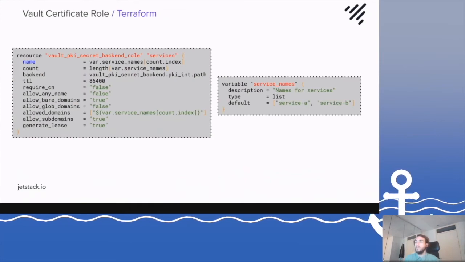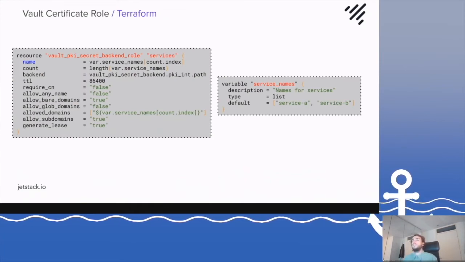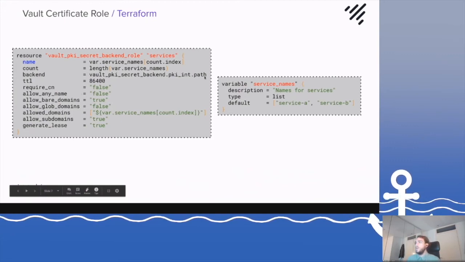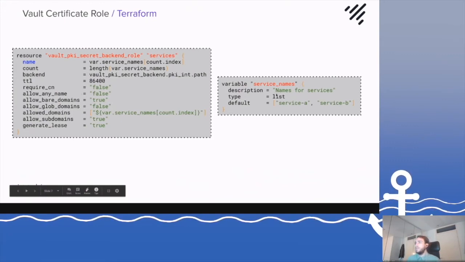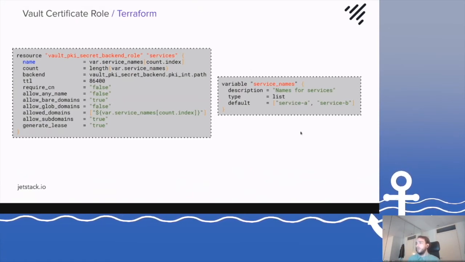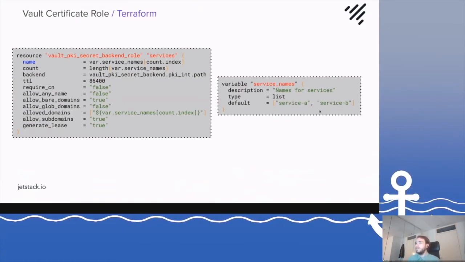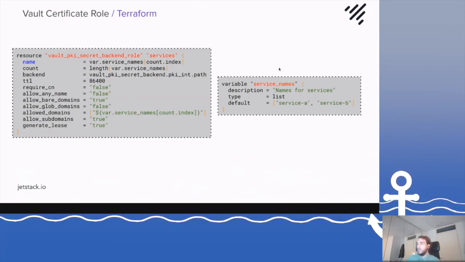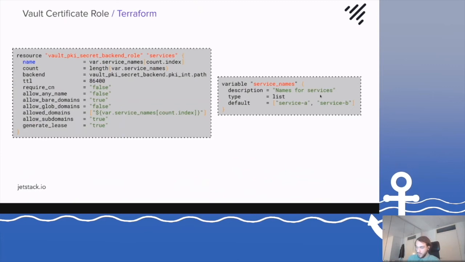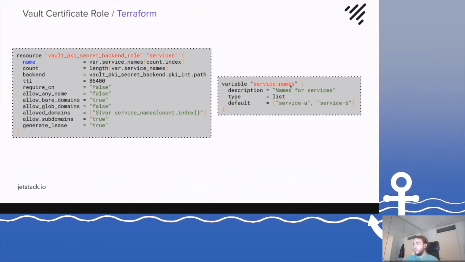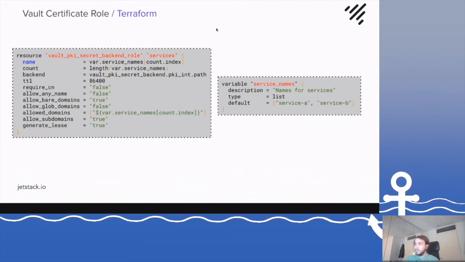I'm using Terraform in this demo to configure Vault. I found that to be the easiest. The way that we've set this up is we have defined some service accounts, so we're creating the service accounts through Terraform. In this case, we just have service A and service B, and more importantly, they are going to live in namespaces, so we have a service A namespace and a service B namespace.